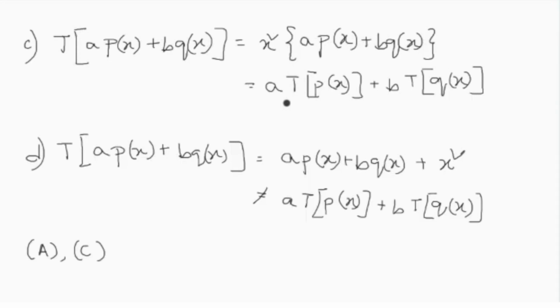And checking option D, we have T of aP(x) + bQ(x), which is aP(x) + bQ(x) plus x square, which is not equal to aT(P(x)) + bT(Q(x)), since T(P(x)) is just P(x) plus x square and T(Q(x)) is Q(x) plus x square. So obviously these two terms are not equal. So A and C are linear transformations and B and D are not.